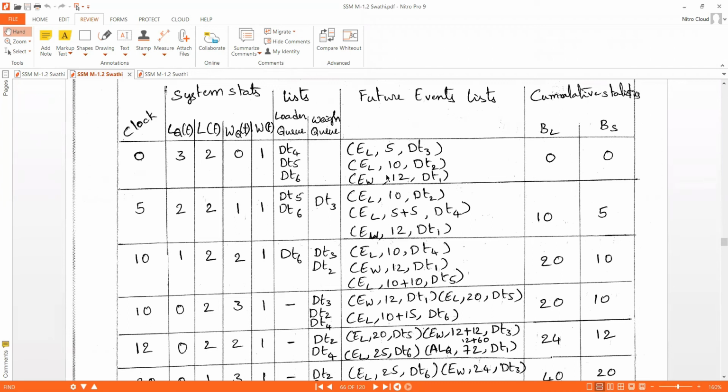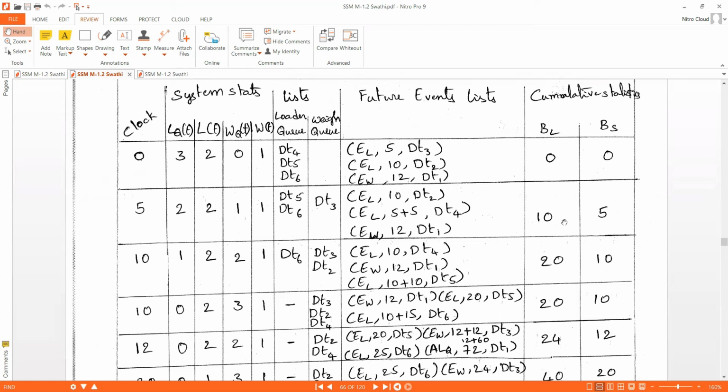Okay. The next future event which is going to occur is the ending weighing event of DT1, which is going to occur at simulation clock time 12. We'll write that in the future event list.